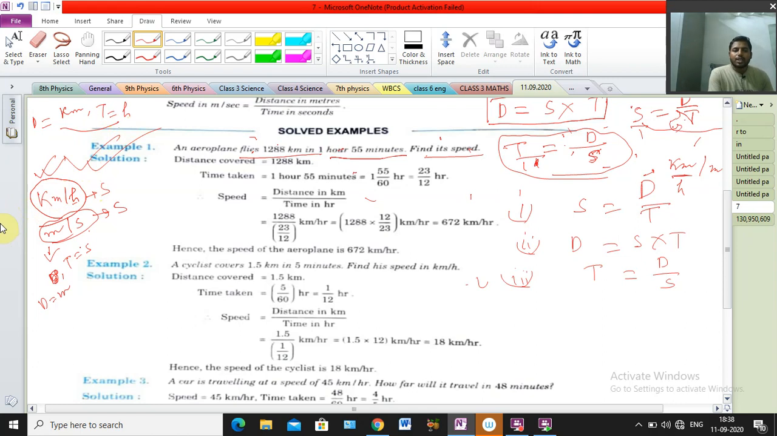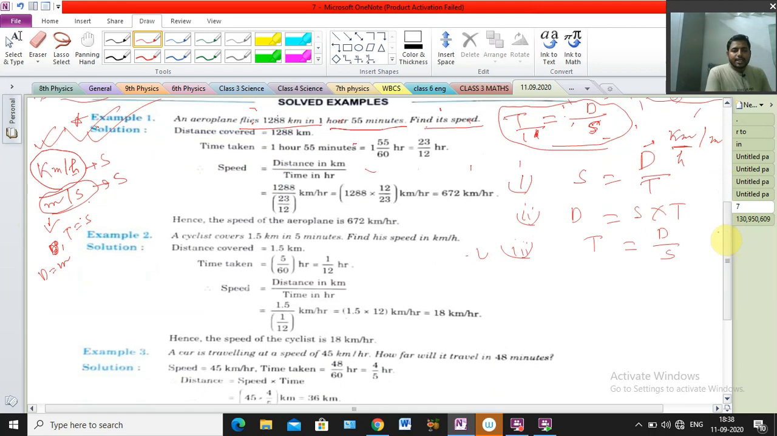So see the first question. An aeroplane flies 1288 km in 1 hour 55 minutes. Find its speed. Very easy question and important also. So what is the given data, sir? Here total distance is given, 1288 km. Unit is also very very important. Kilometer, that is distance, not t, that is d. And time is also given, 1 hour 55 minutes.